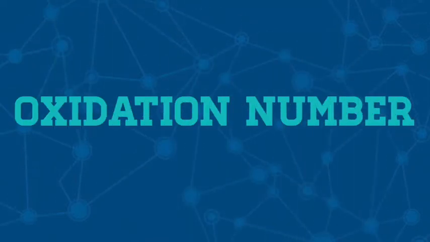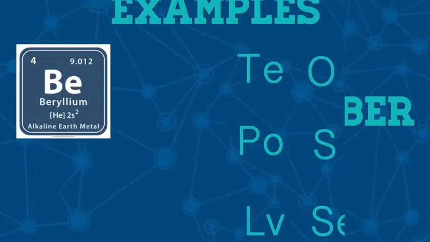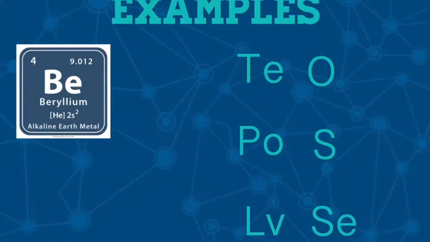Now let's get into oxidation number examples. First example, I chose beryllium. If we use the mnemonic I introduced, you will need 8. So to get that 8, you need 6 valence electrons, and the ones on the right have 6 valence electrons.